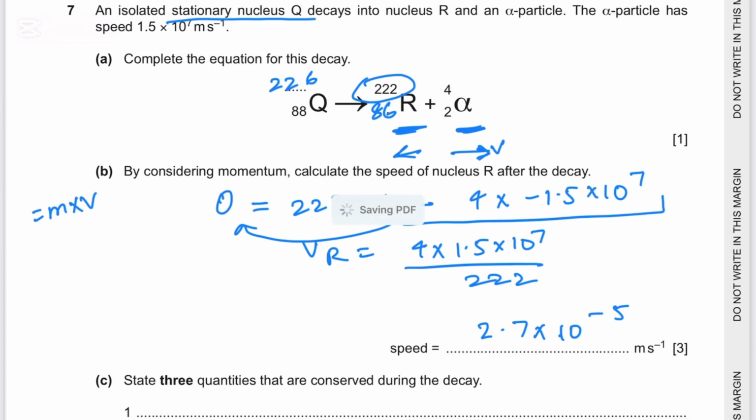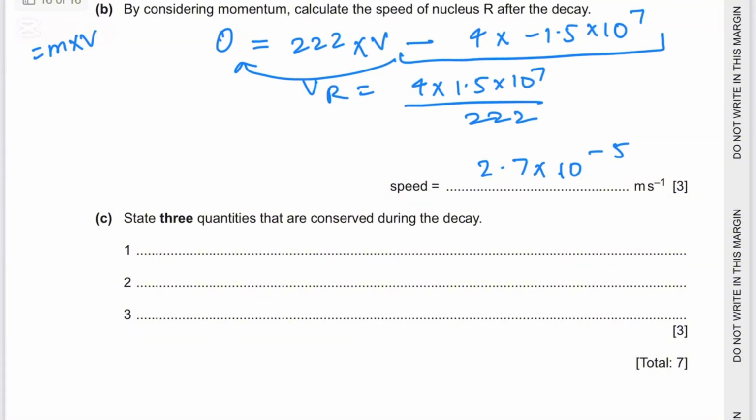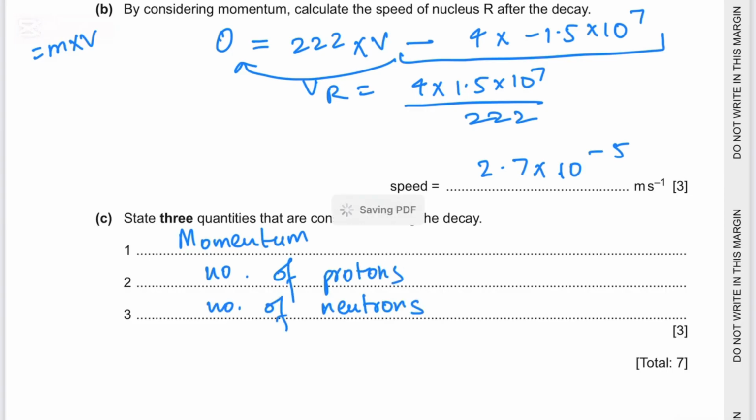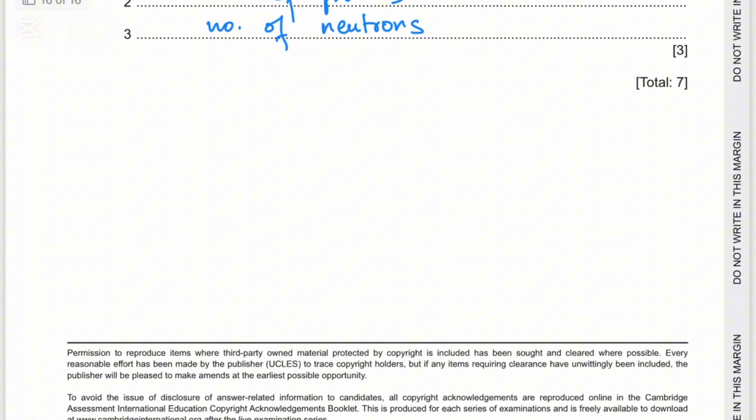State 3 quantities that are conserved during the decay. As we just saw, momentum is conserved, and from the equation where we balance the mass and the proton number, the nucleon number, which is essentially the sum of the number of protons and the number of neutrons, also remains the same. We also see that the total charge in the equation remains the same. So that's one factor that you could also mention over here. And this is it.